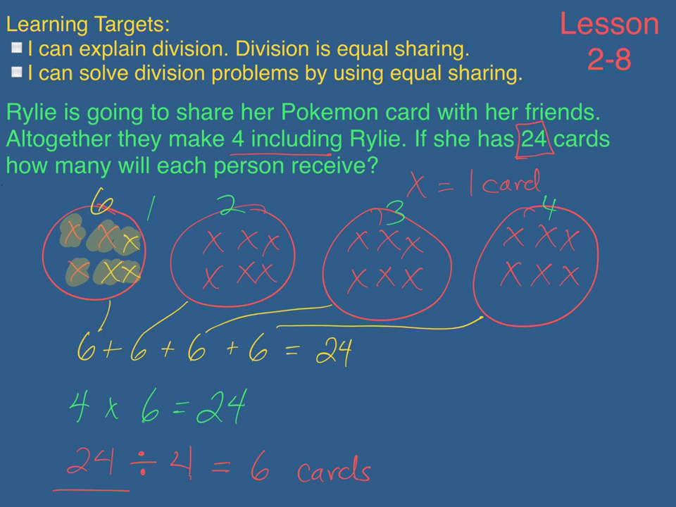I like this one the best as it's really representing, explaining, like we talked about up above in our learning target, division. And division is equal sharing. So I really like this kind of number model here because it really represents that.